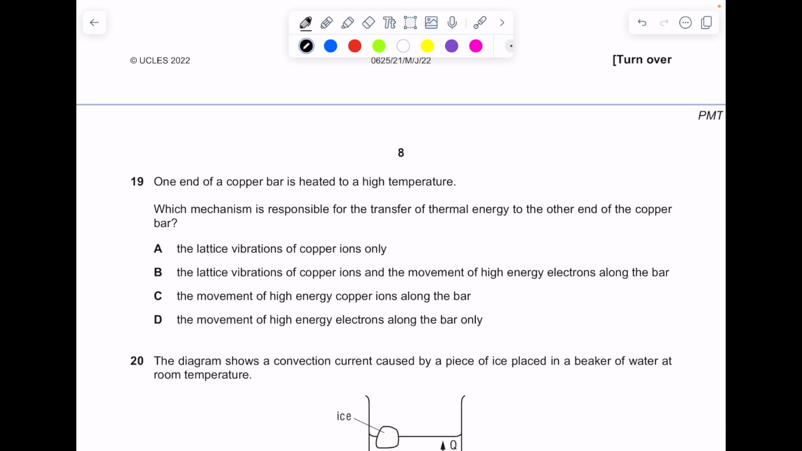One end of a copper bar is heated to a high temperature. Which mechanism is responsible for the transfer of thermal energy to the other end? So this is to do with conduction and the movement of that sea of delocalized electrons. You're also going to have the vibration of the positive metal ions. So definitely not that, because it says only the lattice vibrations of copper ions and the movement of high energy electrons along the bar. Yes, that is the answer.